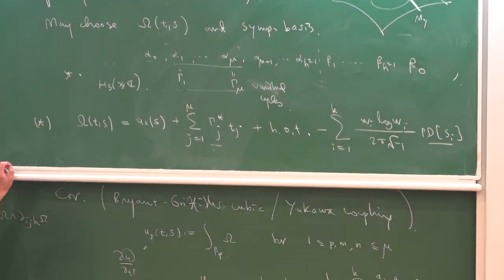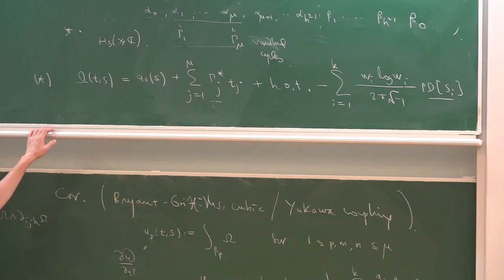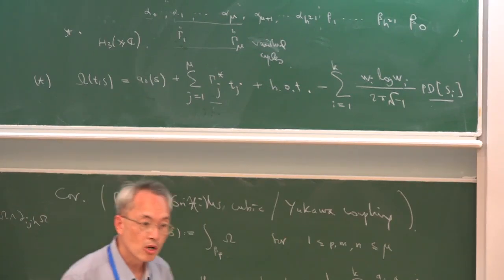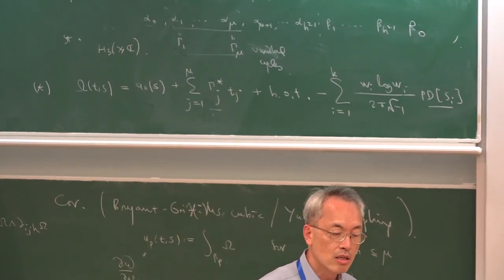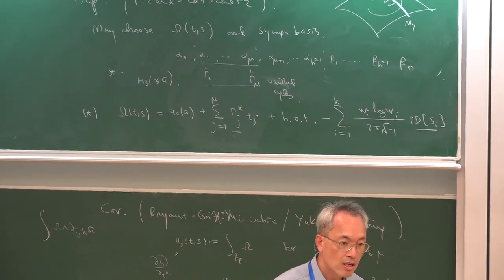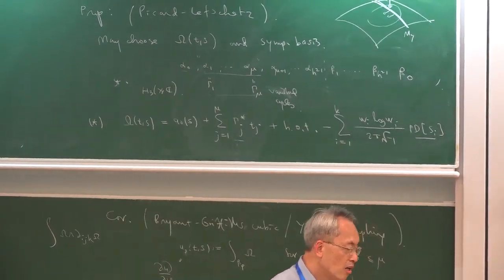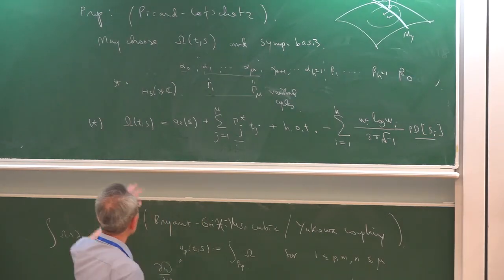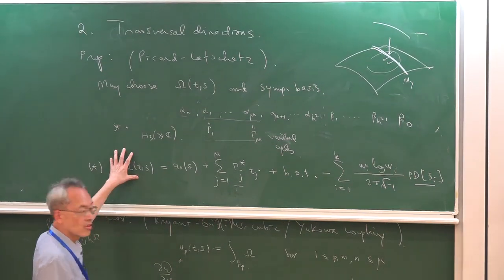So I also have a question. Is your omega a 3-form? Omega is a 3-form. So is that a 3-form? So how come it is also a 3-form? No, it's a 3-form. That's correct.